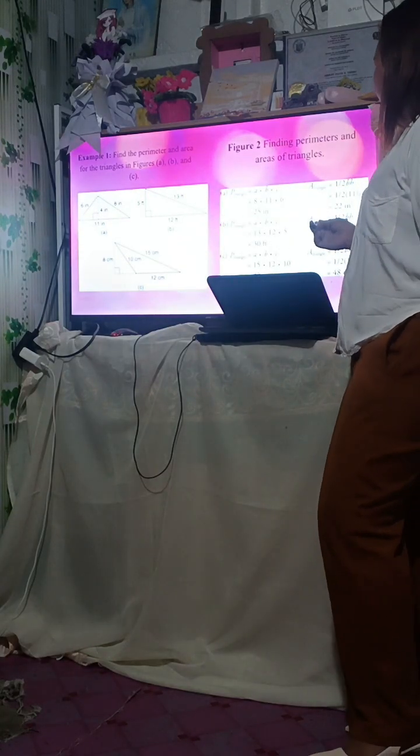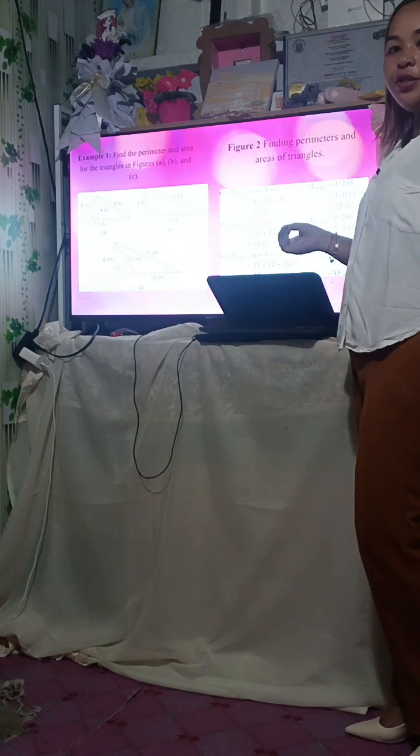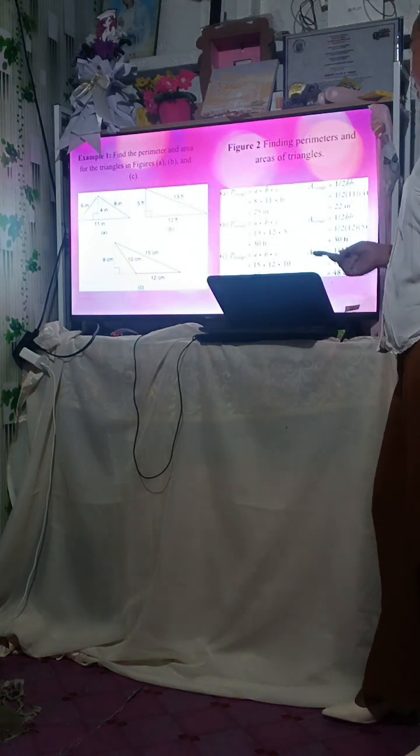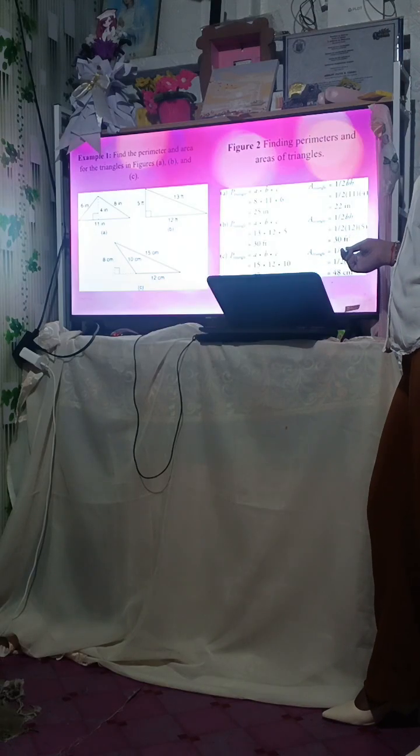So the area of the triangle in letter B is equal to 1/2 times 12 times 5. So our answer here is 30 feet squared. In letter C, our area of a triangle is equal to 1/2 BH. So 1/2 times 12 times 8 is equal to 48 centimeters squared.